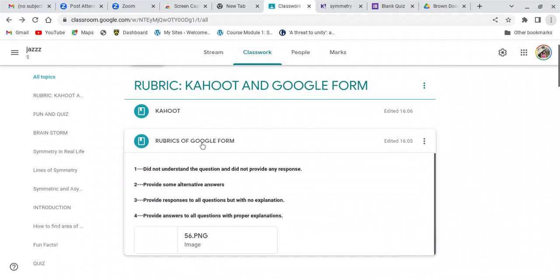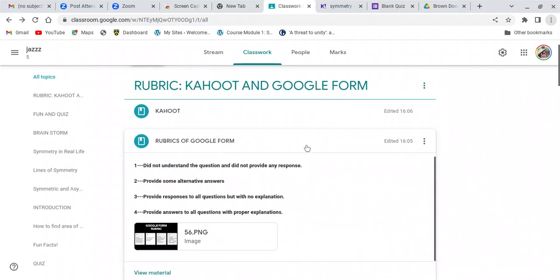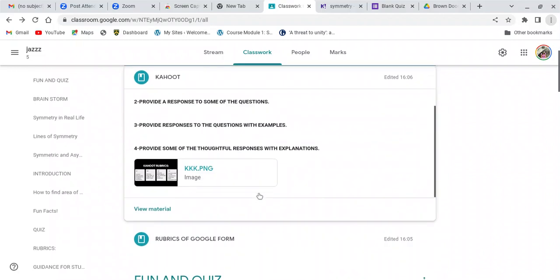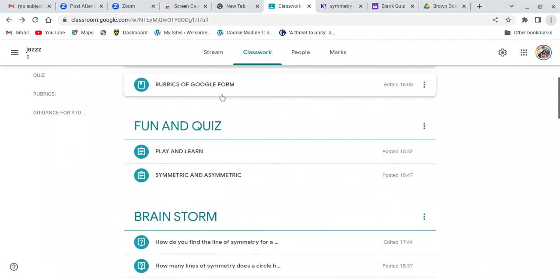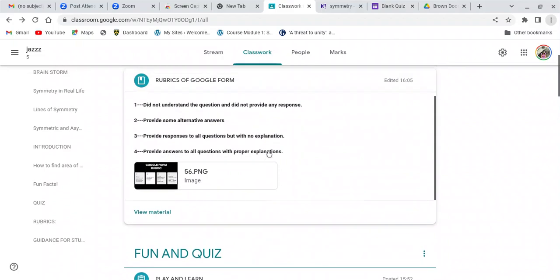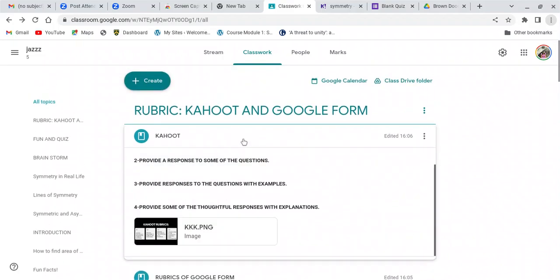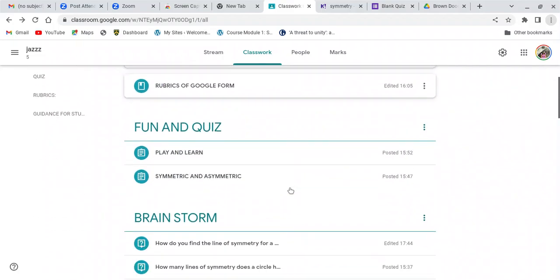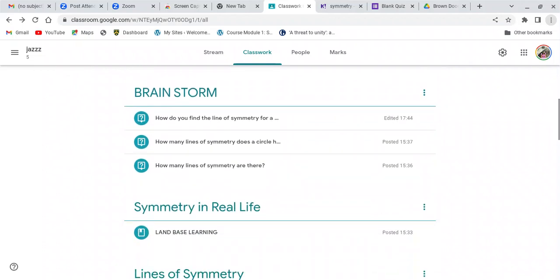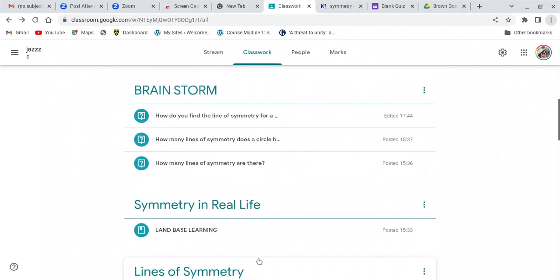And then I put the rubrics there for both the Kahoot and the Google form, so that students have an idea of how they have to respond, because they are being evaluated also. So this is all my lesson plan.